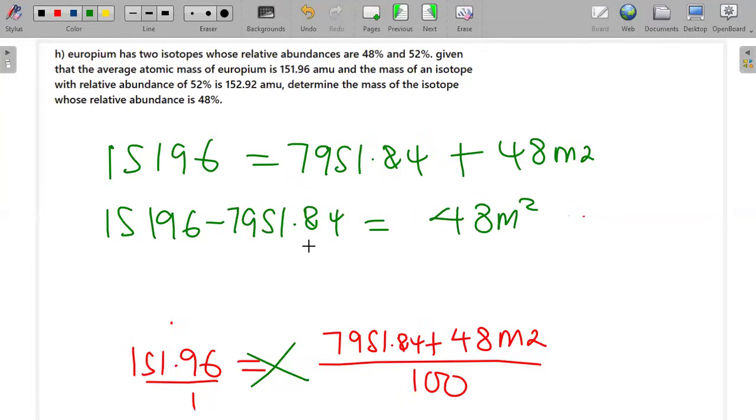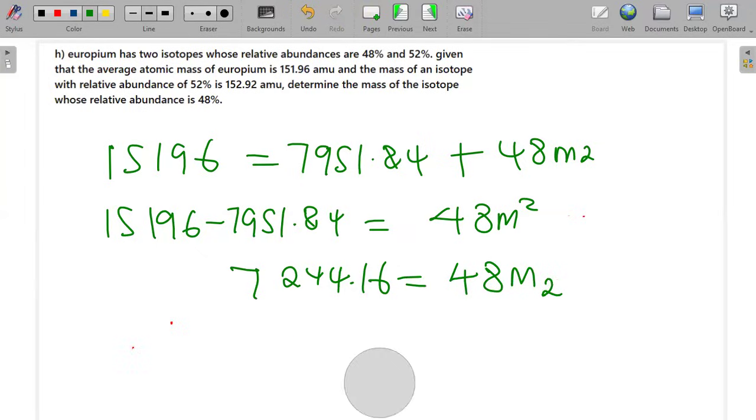Okay, what is the answer here when I subtract? So 15,196 subtracted by that, I get 7,244.16 is equal to 48 meters squared. Yeah, it's M2, right?